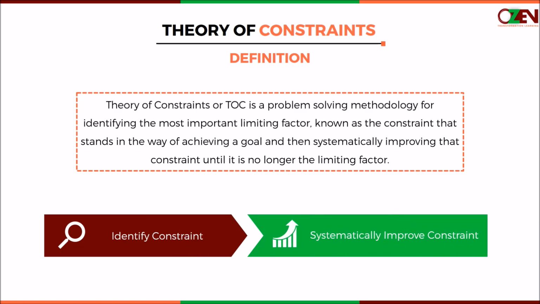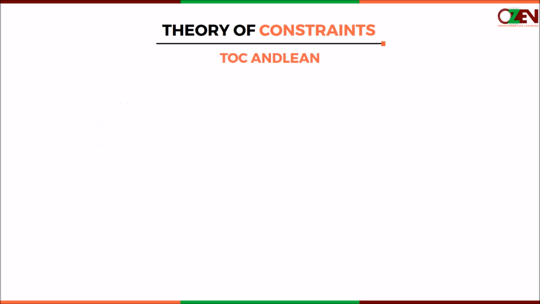A process can only be as productive as its most limiting constraint. This theory of constraints focuses on achieving a central, overarching goal for an organization by focusing on the most important limiting factor. Let's understand the difference between the lean and theory of constraints methodology.